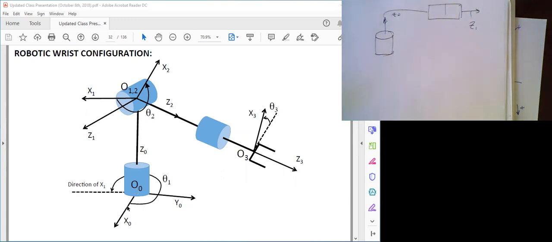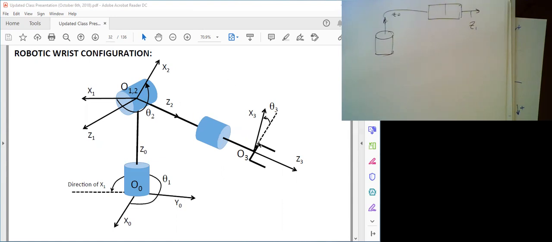But it doesn't really matter. There would be some offsets in this case, but theta 1 will always control the direction of this guy, in the horizontal direction. And then the second angle that we want is going to be theta 2. Theta 2 will control the pitch of this guy, or how high this guy is pointing.